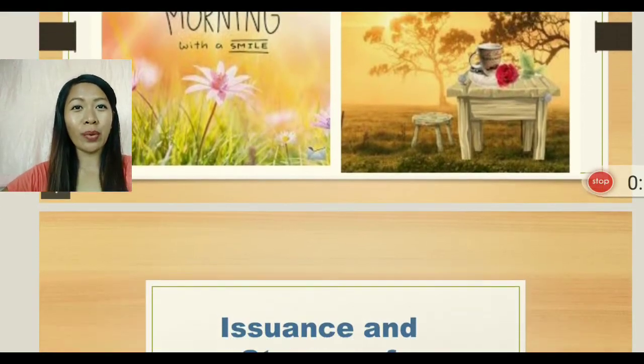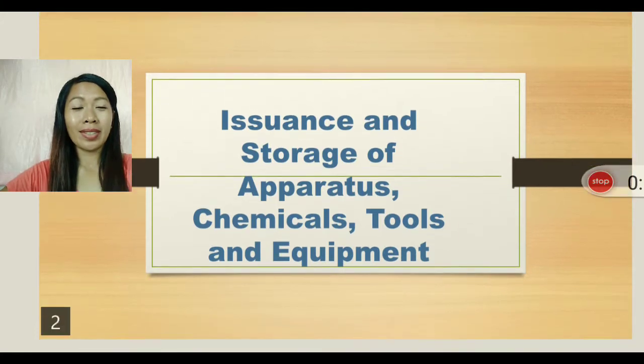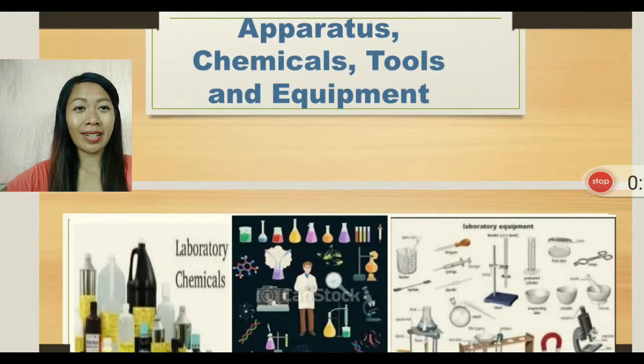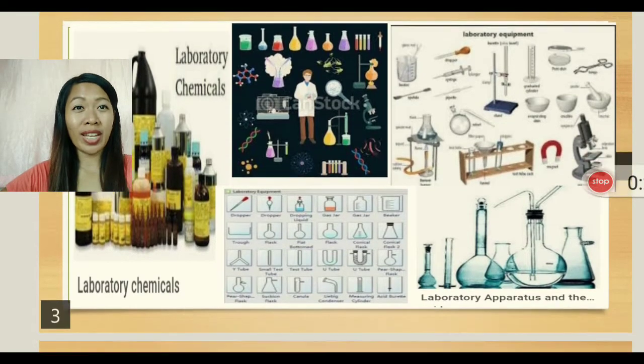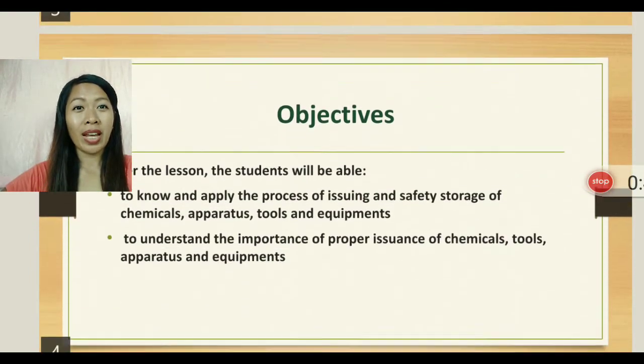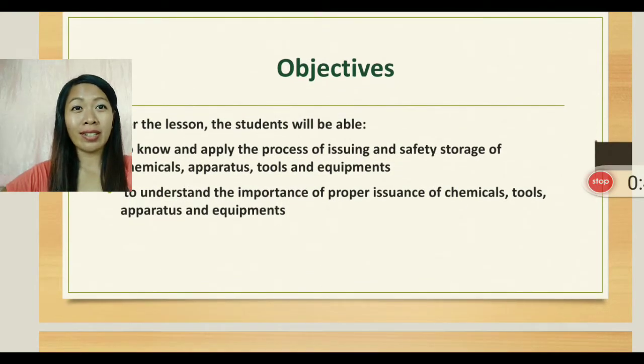Let's proceed with our topic, and it's all about issuance and storage of apparatus, chemicals, tools, and equipment. In the picture you can see the laboratory chemicals, some equipment, apparatus, and glasswares that we usually see in the laboratory. Now, before we proceed, let's go to the objective of our lesson.